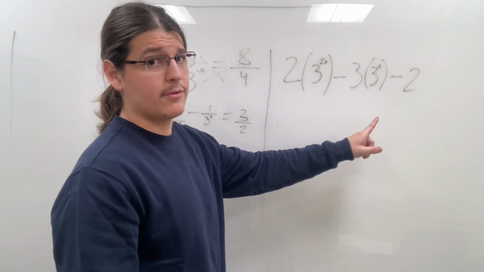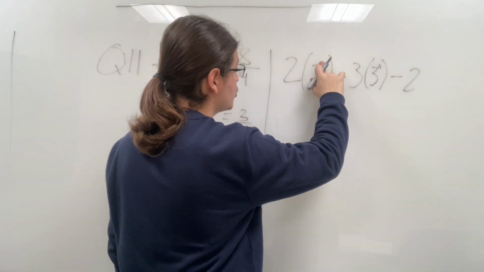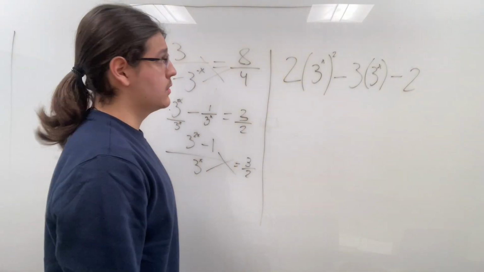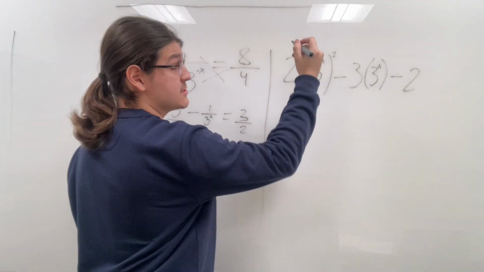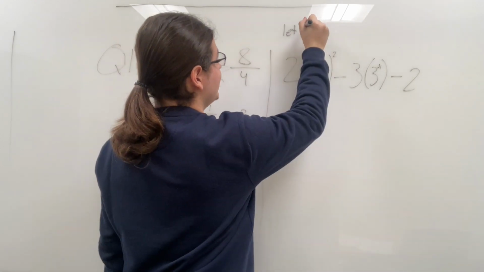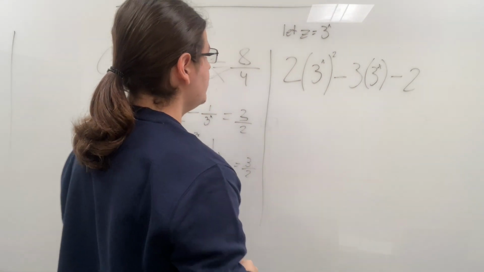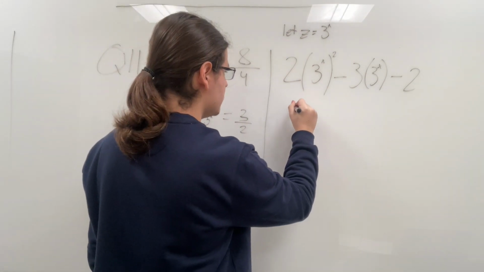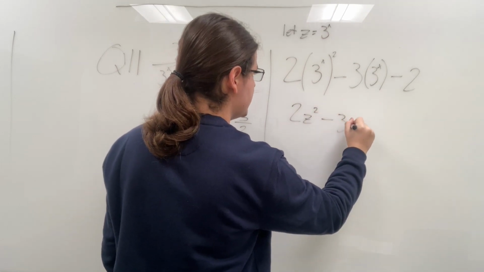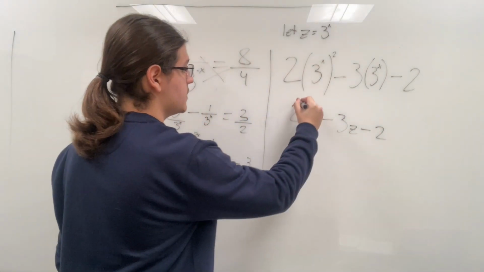Now we have solved a problem like this before. 3 to the 2x is equal to 3 to the x to the 2. Let's make a substitution. I used y a lot, so let z equal 3 to the x. Now, 2z squared minus 3z minus 2. Rainbow method.